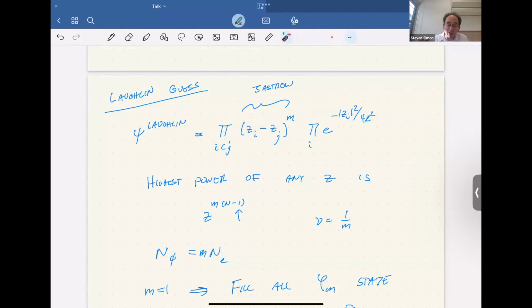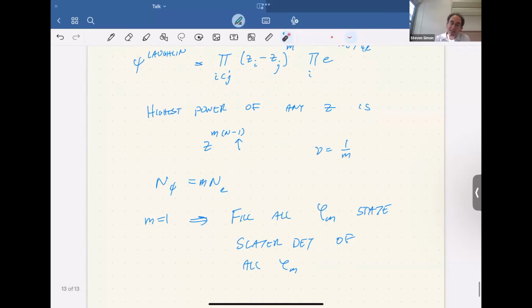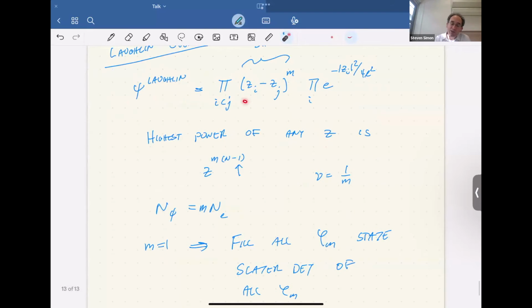The amplitude of the wave function goes to 0 at some point. It means the electron never goes there. And what the Laughlin wave function does is it takes all those zeros and puts them at the position of the other particles. So an electron can't get close to the position of another particle. So effectively, what this wave function is doing is it's keeping the electrons far apart from each other.